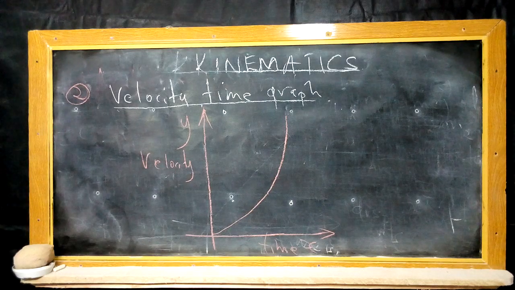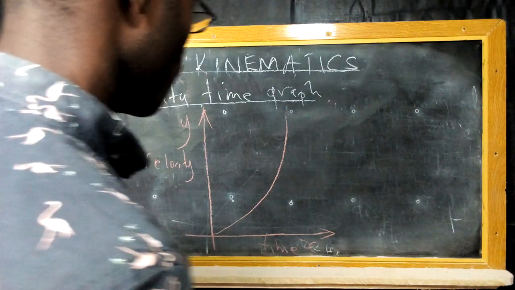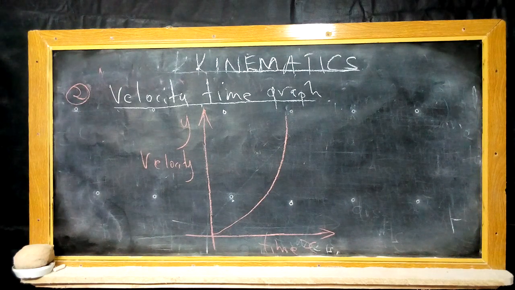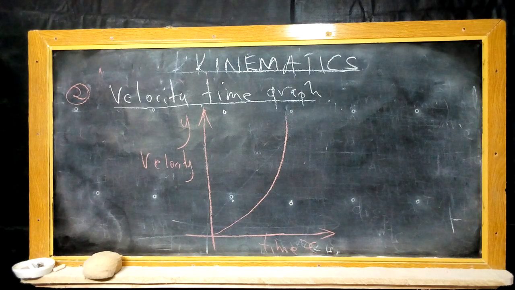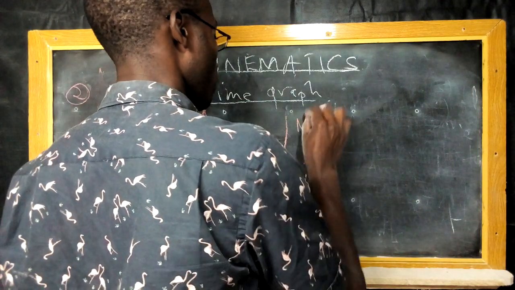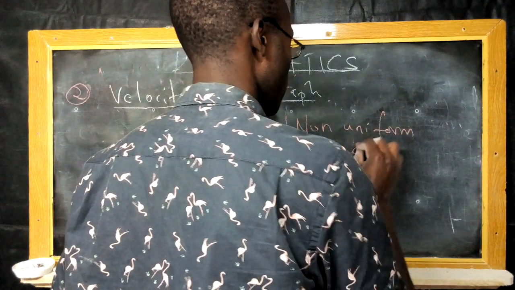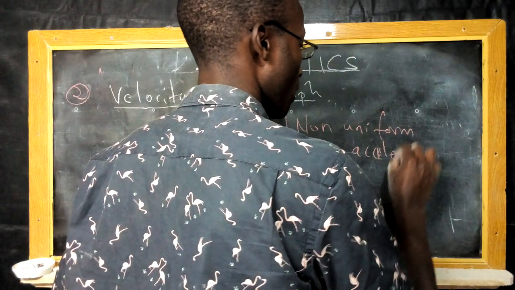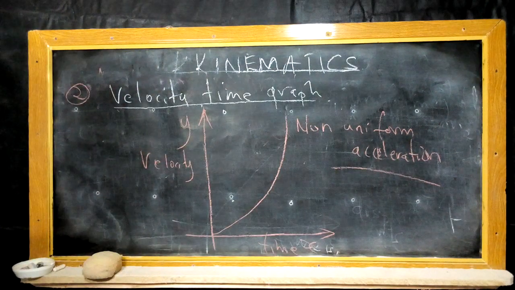So as we can see, the acceleration or the change in velocity over time is not uniform or not constant. Therefore, we refer to this one as non-uniform acceleration. So this is for non-uniform acceleration.